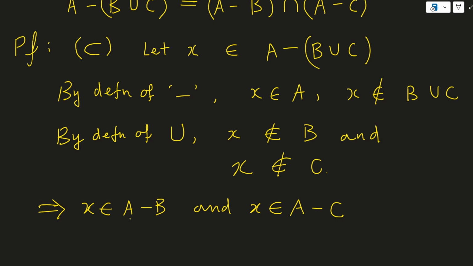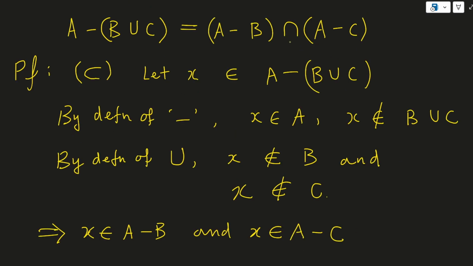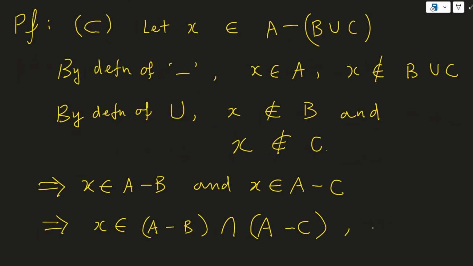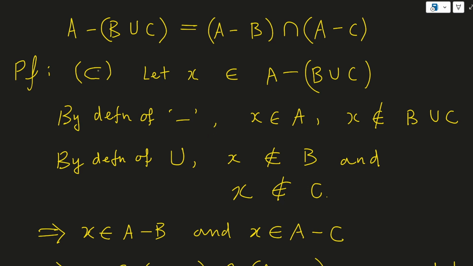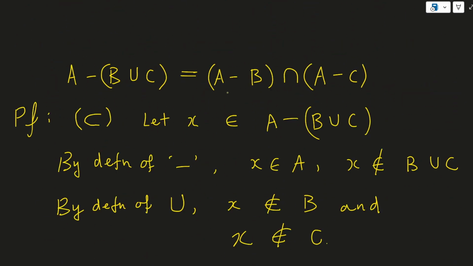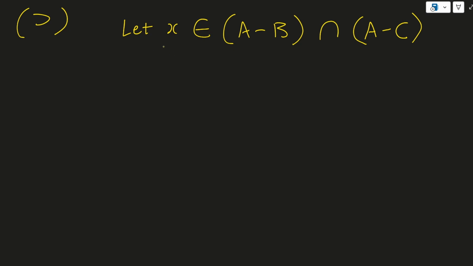So here X belongs to A minus B and A minus C simultaneously. X must be in the intersection of those two sets. And that's exactly what we needed, as needed. Right, so now we're done with proving the forward direction. Let's check the other direction, for which I need to pick an arbitrary element from the right-hand side, which is (A minus B) intersect (A minus C). Therefore, we write, let X belong to (A minus B) intersect (A minus C).